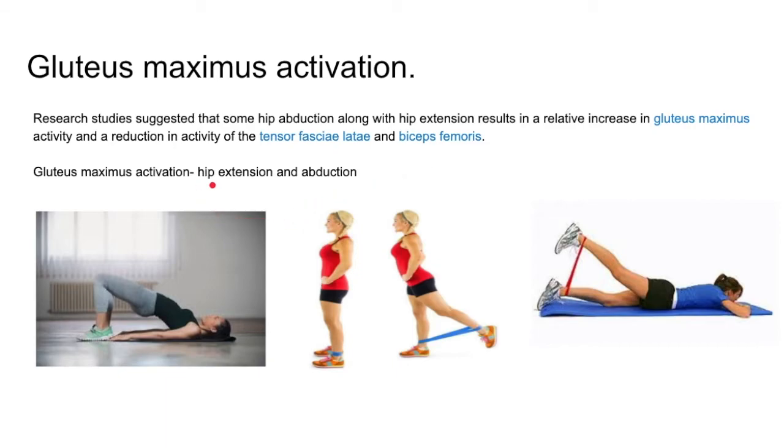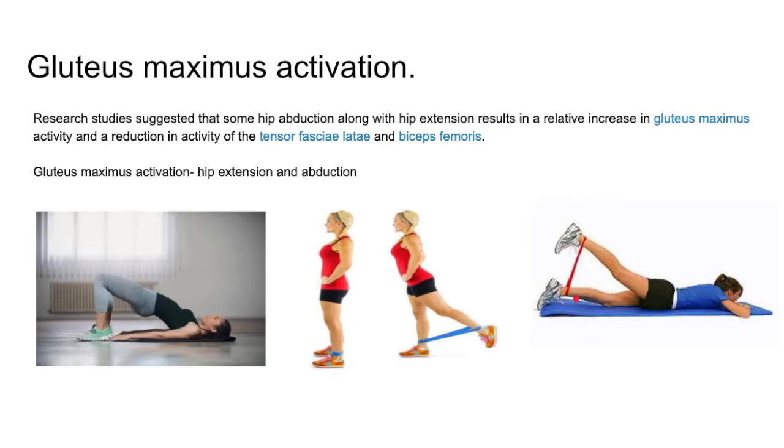So how do we activate the glutes? Firstly is by doing this bridging exercise. Next is you can do hip extension and abduction in the standing position along with a resistance band. Initially, you can start without a resistance band, then gradually you can progress with a resistance band. Then you can lie down prone and do the hip extension and abduction along with the resistance band.